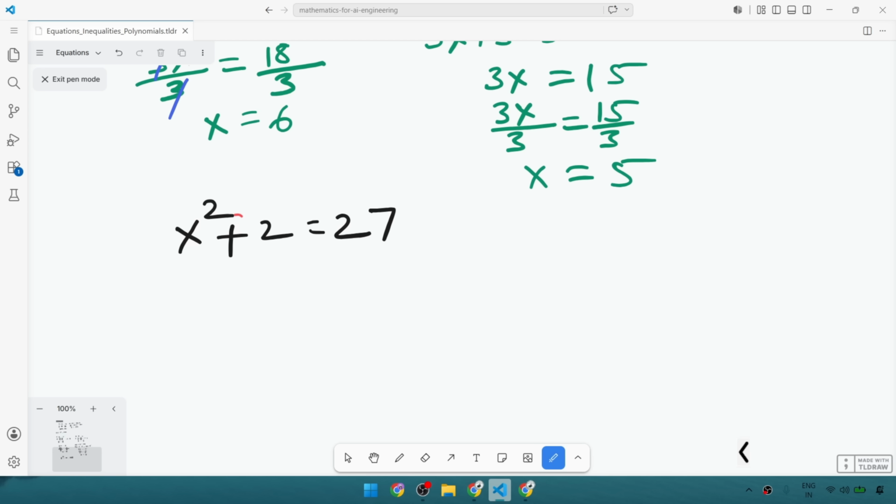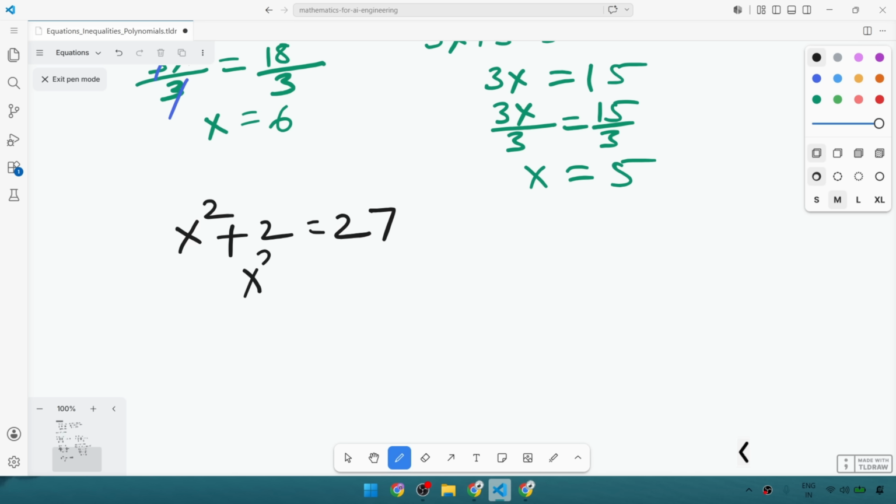And while moving, its sign will get changed. So if it is plus 2 at one side, it will be minus 2 at the other side. If it is minus number at this side, it will become plus at this particular side. So here simply what we can write, x square equals to 27.